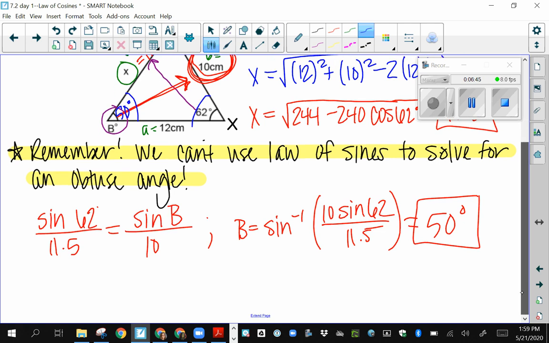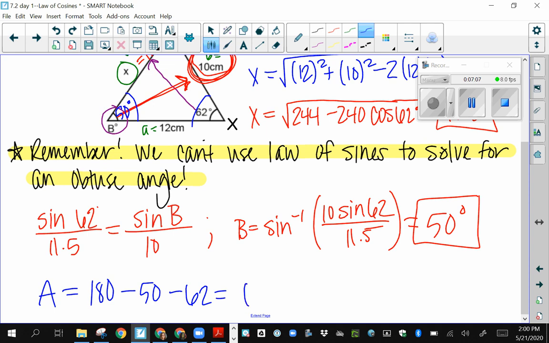All right, so we have one thing left to solve for in the triangle, and that is angle A. Sure, you could use law of cosines or you could use law of sines, but I do not think that's the most efficient way because now I know two of the three angles. So I'm going to use the triangle sum theorem. I'm going to take 180 degrees, remove the angle B that I just found, remove the given angle that I had, which leaves 68 degrees remaining. So angle A is 68, angle B is 50, and then we found that other missing side, X, was 11.5.